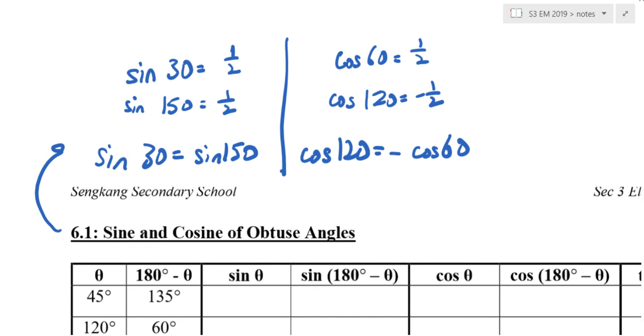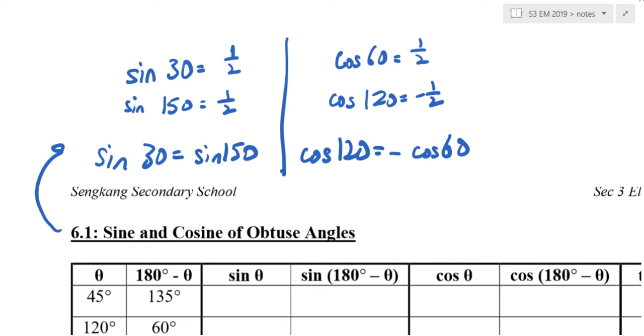Again, for sine, both are positive, right? Both are half, right? Can I say they are equal? They must be equal, right? So they are equal. But for cosine, one is half, one is negative half. Can you imagine the negative half comes here? Can you imagine the half comes here? If I add a negative in front, are they the same? They're the same. Understand? Now one more.